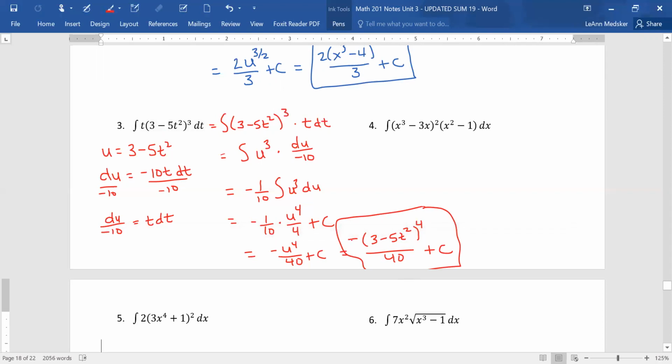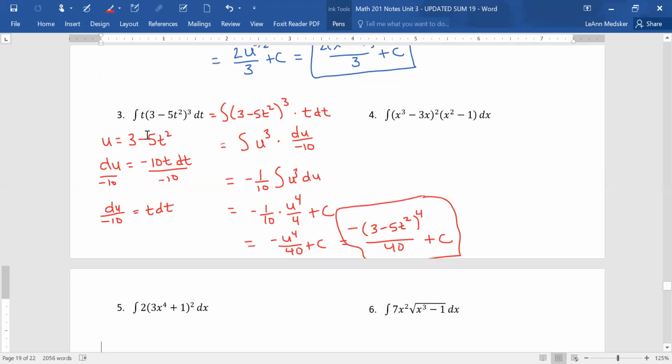You'd pull your 4 to the front. That would reduce that down to a 10, and that would be a negative 10 in the denominator. That would now be a cubed, and then we would have to chain the inside, which is a negative 10t. So then that would make the negative 10s cancel, and you'd still have your t. So it actually does go back to the derivative. When you take the derivative of this antiderivative, it goes back to the inside function of the integration.